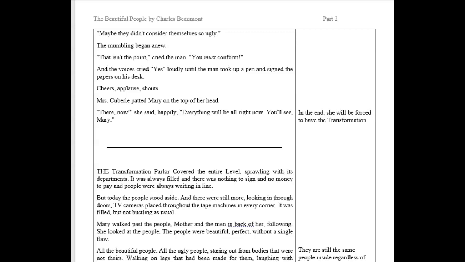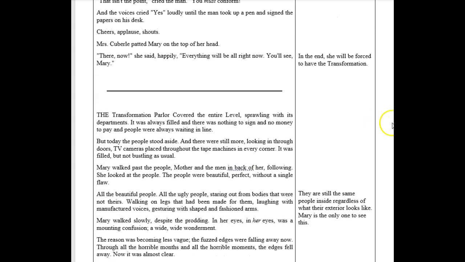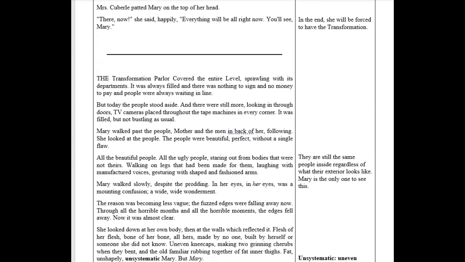You'll see, Mary." All right, so in the end, she's forced into this transformation, and her mother is very happy about that.